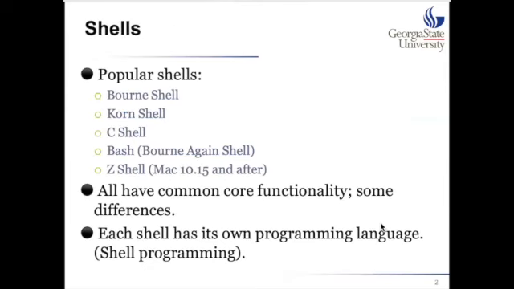Let's start with shells. There are different kinds of shells that people use in different systems. Some of the popular shells are Bourne shell, Korn shell, C shell, Bourne Again shell, and Z shell. Specifically, if you use Linux, then you are probably using Bash shell, and if you are using Mac, specifically after 10.15, then you are basically using Z shell. All of the shells have very common functionalities, but they have certain differences.